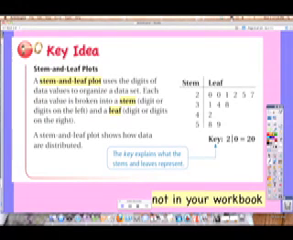Plots. Straightforward. Stem and leaf plots, I always get the, when are we ever going to use this? Okay, stem and leaf plots are a way to organize numbers. They're a way to organize what? Numbers, a way to organize numbers.